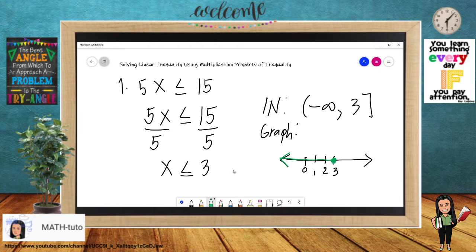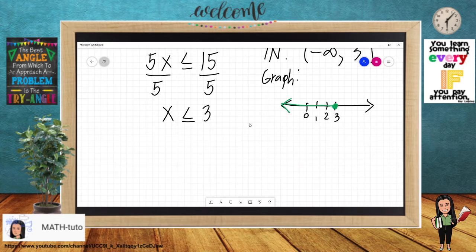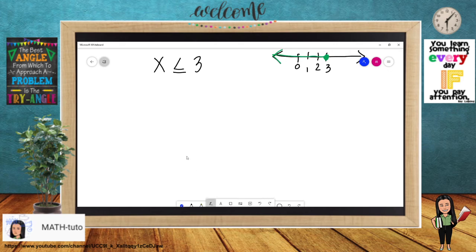And if you want to check your answer, then you pick a number that is less than 3. So let's say we choose 2. 5 times 2 is 10, which is less than 15. And since 3 is included here, if we use 3, 5 times 3 is 15, which is equal to 15, which still makes our inequality true. Okay, let's have another example.